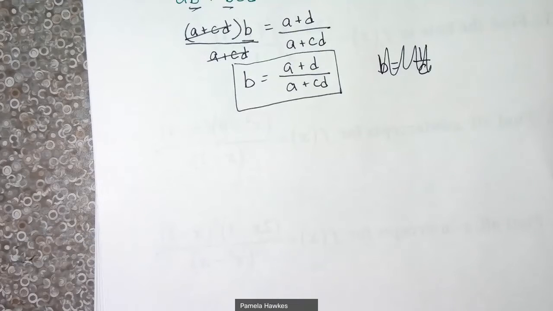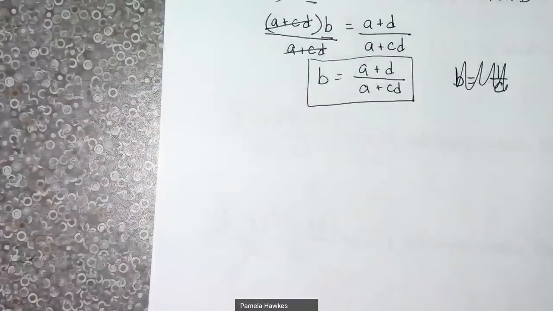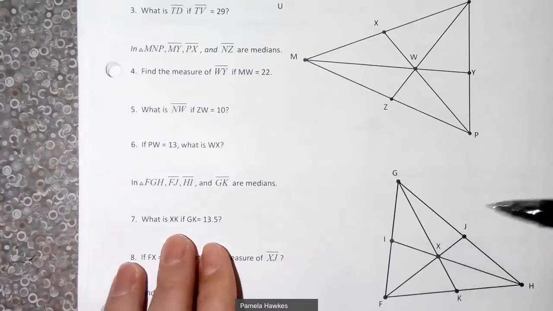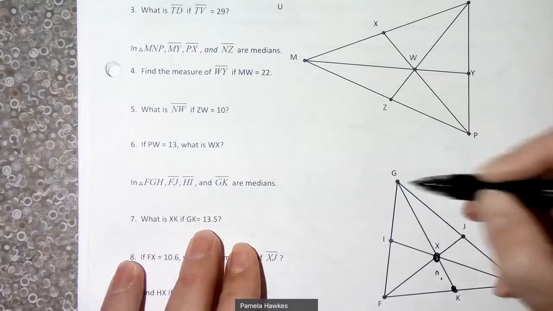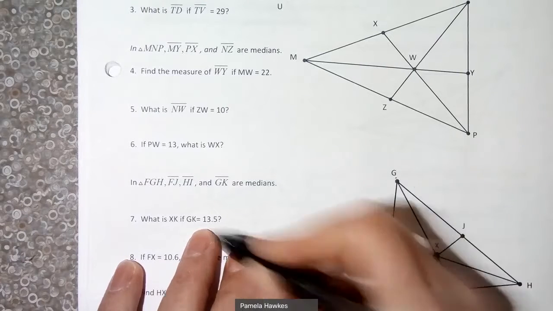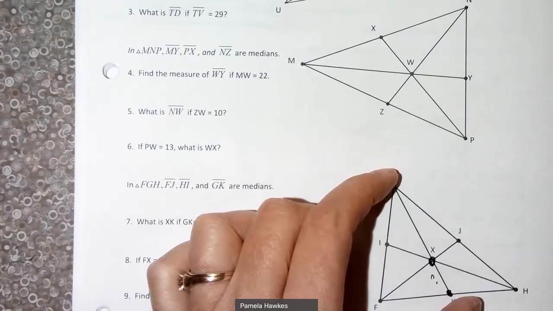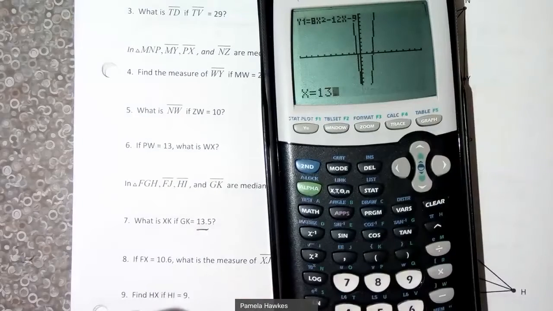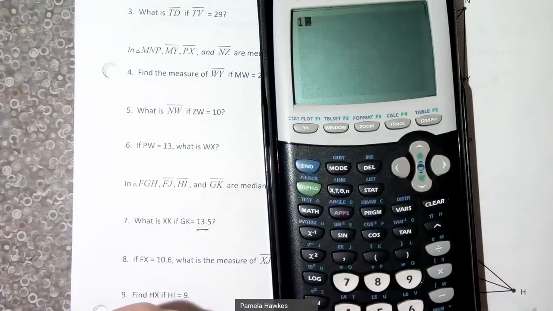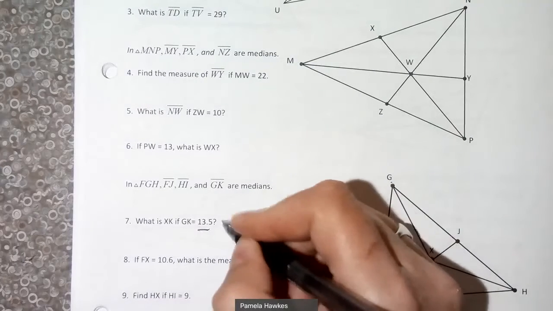Number 14 through 19. Macy. 7. Okay. Here we go. It says to find this piece right here from here to here. They're asking, what is this if this whole thing is 13.5? So how is this related to the whole thing? Because it's 1/3. So I take 13.5 divided by 3. My answer is 4.5. And we're done.